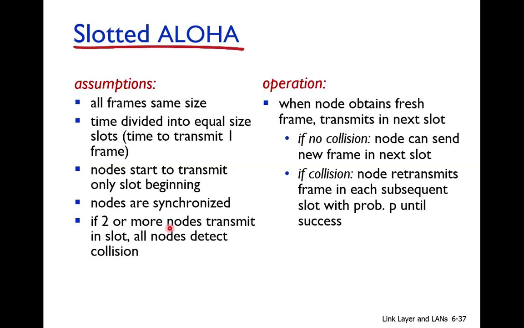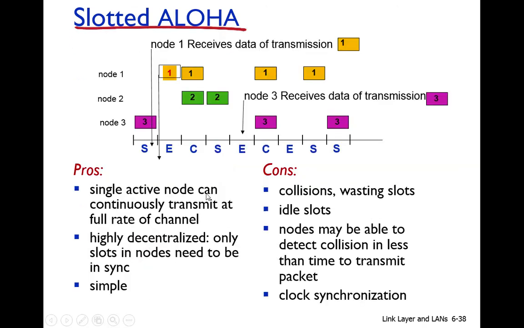So if two or more nodes transmit in a slot, then all nodes detect the collision. You can see that here node 1 and node 2 receive the data at the beginning of this slot, so they will transmit the data. When both nodes start transmitting, they will collide with each other.